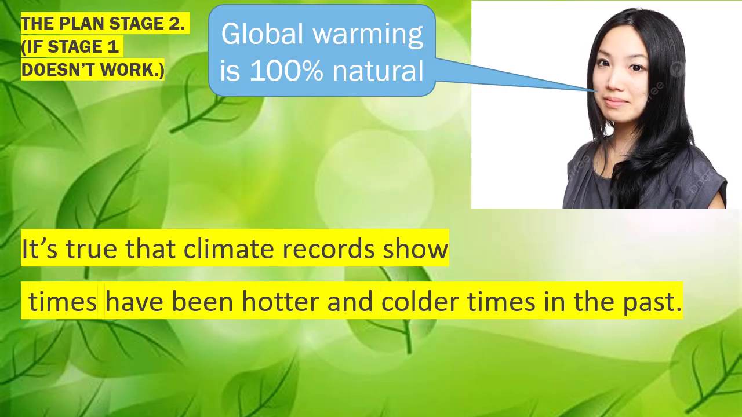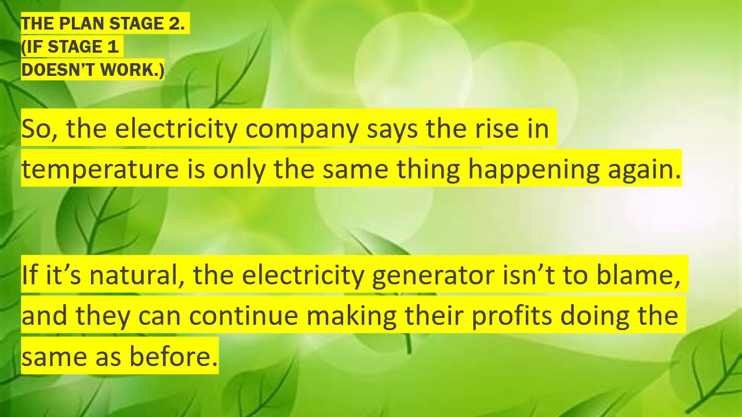Now, if their stage one plan doesn't work, they will move on to stage two. So they will say global warming is 100% natural. They admit that global warming exists, but they say it's natural. And it's true that climate records show times have been hotter and colder in the past. So the electricity company says the rise in temperature is only the same thing happening again. If it's natural, the electricity generator isn't to blame, and they can continue making their profits doing the same as before.